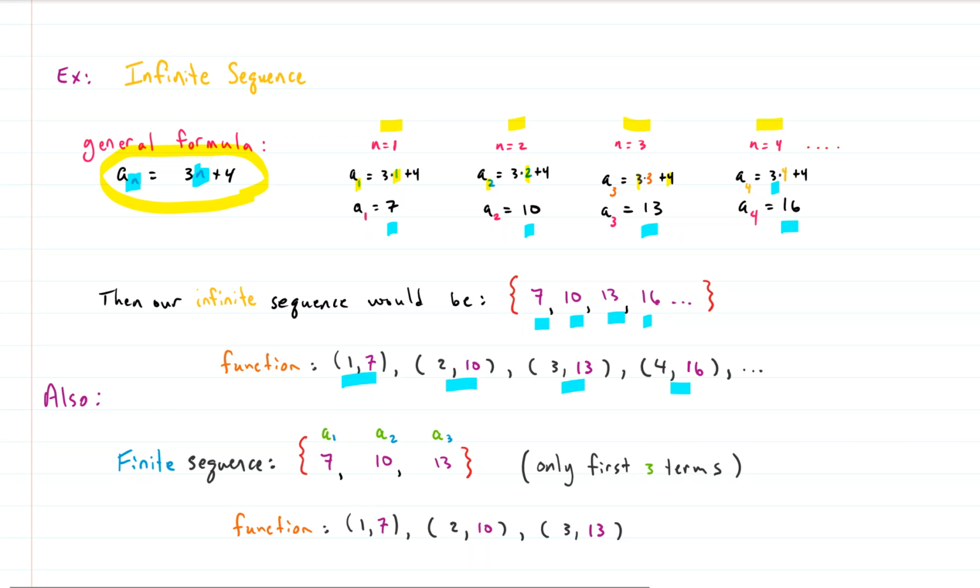We could make a finite sequence of this, say, because there are an infinite number of them, right? Say we only wanted the first 3 terms, and we just put them by themselves. So we just have 3 terms. Here would be our finite sequence, a1, a2, a3. And then if we wanted to write it in functional form, we would have the 3 ordered pairs. So that's our first example of an infinite sequence. It's not too bad, right? The notation might be a little new for you, but it's not bad.